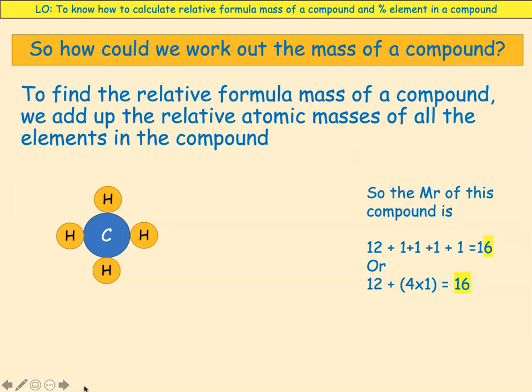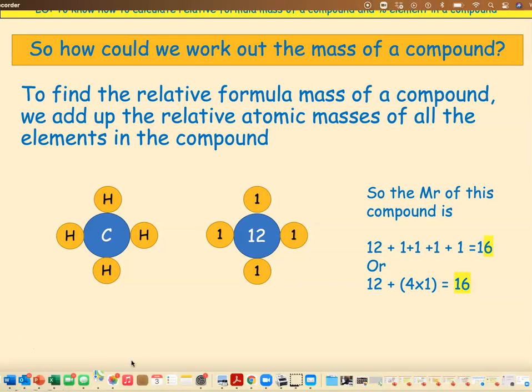So how could we work out the mass of a compound? To find the relative formula mass of a compound, we add up the relative atomic masses of all the elements in the compound. So we've got carbon is 12 and each of the hydrogens is 1. So we're going to add up all of those because the whole total thing is made of 12 plus 1 plus 1 plus 1. Another way of writing it is 12 plus 4 times 1. That will give us the same answer, 16.